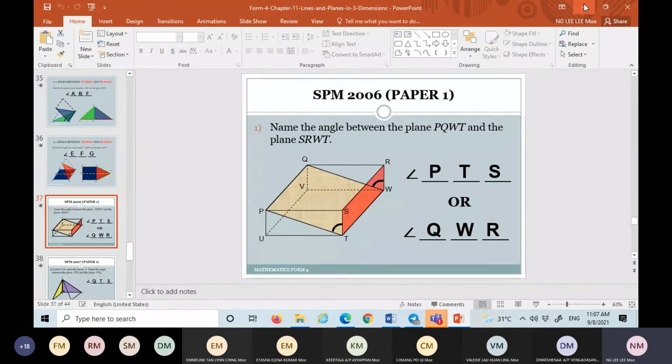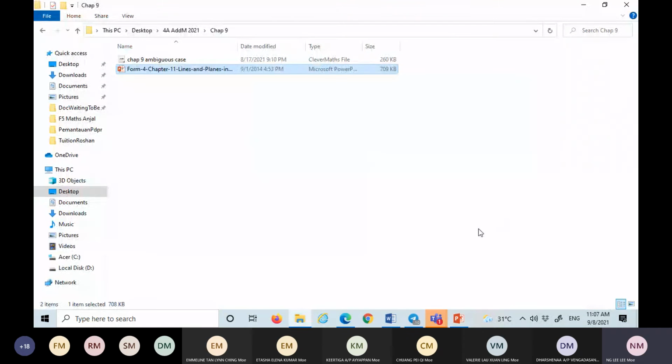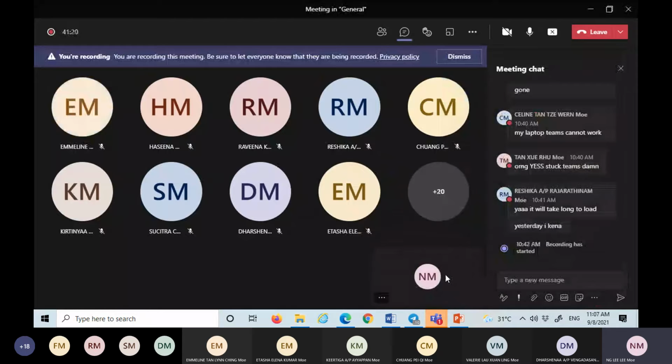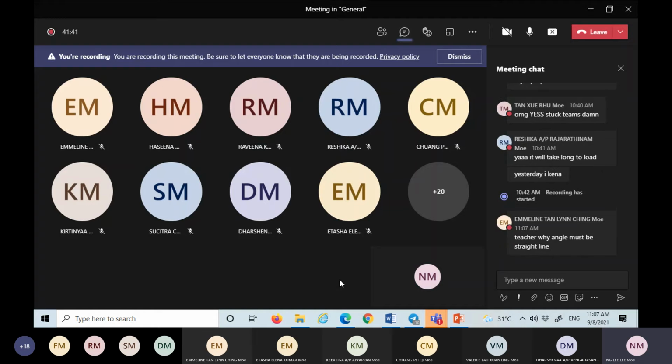Do you all need me to repeat any of the diagrams just now? Do I need to repeat any diagram? Okay, all sleeping means agree, I continue.